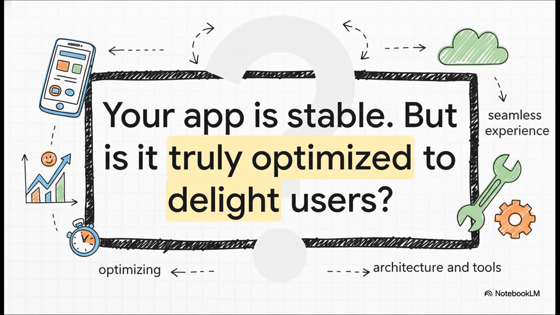And that really brings us to the final critical question. Look, it's easy to stop working on performance once an app is stable and it's not crashing anymore. But the real journey, the one from a functional app to a delightful one, means going deeper. It means optimizing the UI, rethinking the architecture, and using the right tools to measure what truly matters. So, I'll leave you with this. Is your app just stable, or is it truly optimized to create that seamless, amazing experience that will delight your users and keep them coming back for more?